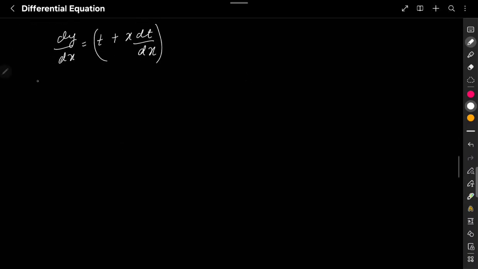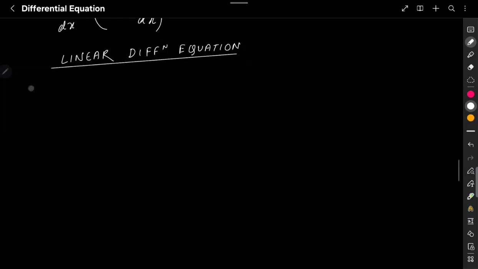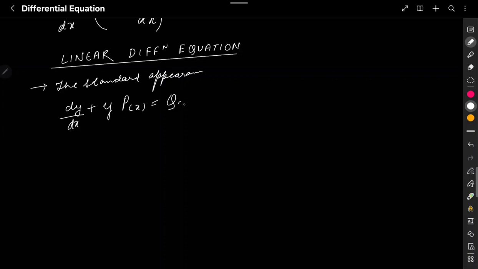Now the last one we have is linear differential equation. This is the most important one. Most of the questions are asked from this linear differential equation. What happens in this is, we have the standard appearance: dy by dx plus y times some function p of x is equal to q of x.